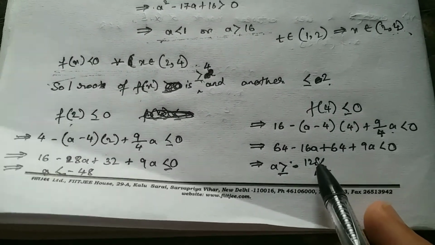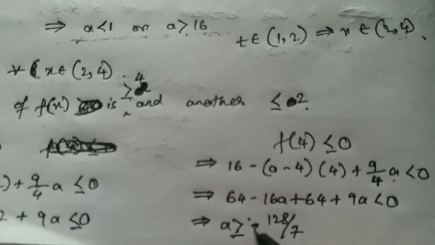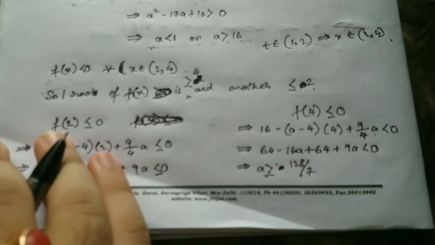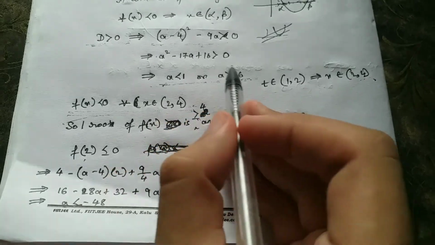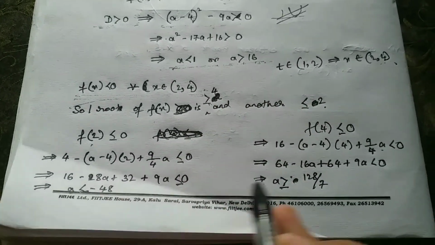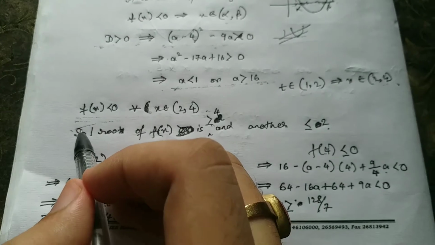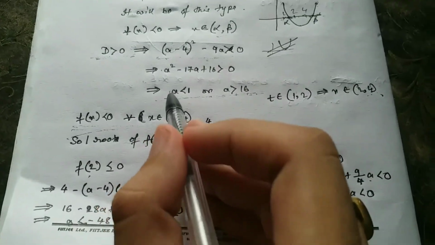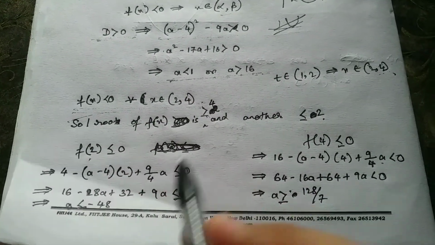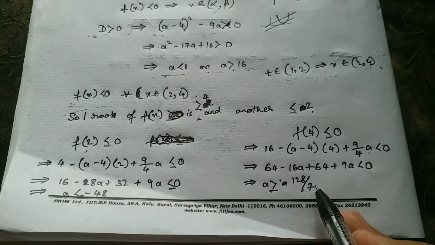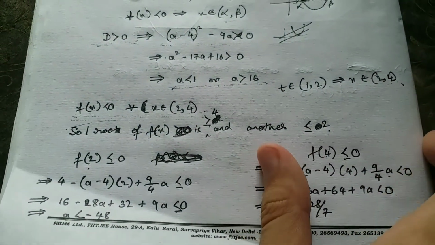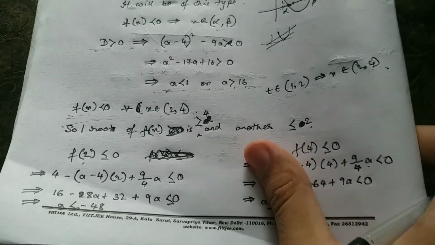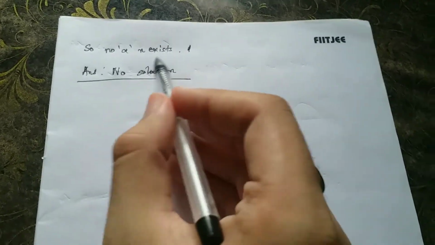f(4) lesser than or equal to 0 gives us a is greater than or equal to, this is not minus, this is 128 by 7. Okay, so now here we got a is less than 1, a is greater than 16. Here we are getting a is less than minus 48, a is greater than or equal to 128 by 7. So we see a is less than 1, a is less than minus 48. So no intersection here. a is greater than 16, a is greater than or equal to 128 by 7. No intersection again here. So we are getting no common region. That means no solution of a exists. If it was an MCQ question, you should tick no solution.